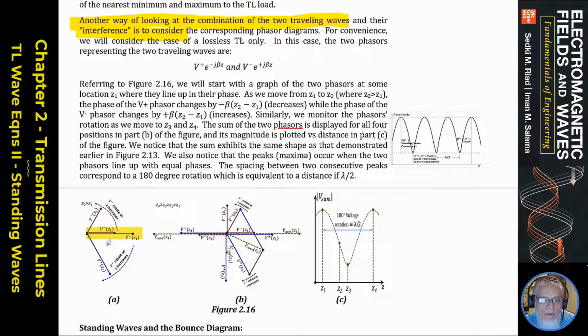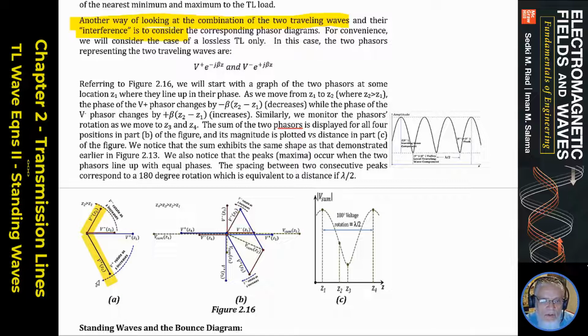Now, let's look at the phasor V plus. Here's V plus. The phase changes in the negative sense, and the rate of change is minus beta z. So at some position Z2, we would have rotated that much angle right there. This one here, the phase changes in the plus sense, so the V minus goes this way instead of going the opposite way. So at some location Z2, this would change by a certain phase, and this would change by the same exact amount of phase in the opposite direction. So that's how they look after a certain phase change, after a certain distance.